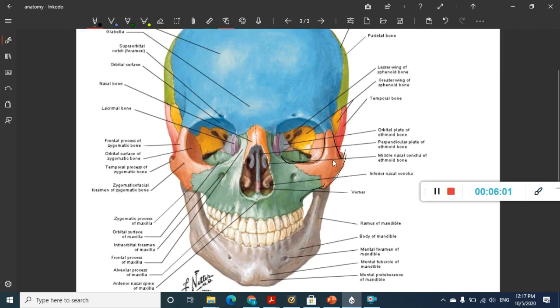And if you see properly, here you find a foramen. Even here you find a foramen. This foramen is called the zygomaticofacial foramen. The zygomaticofacial foramen is present here. This is important. Then if you see the nose now, this is the external nose, and this external nose is formed.